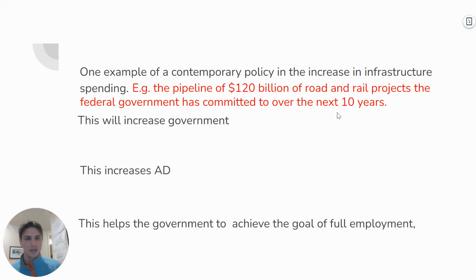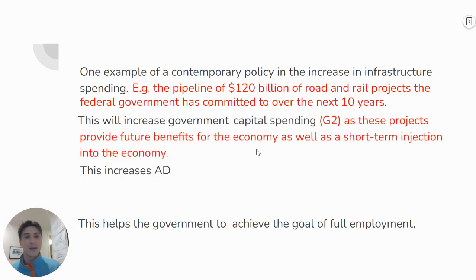So I've got some time periods and some dollar figures. I'm going to be cool there with it getting a mark. What kind of government spending does this increase, though? Well, it's capital spending. It's G2 spending. Now, you could probably get away with just saying this will increase capital spending, which is G2.